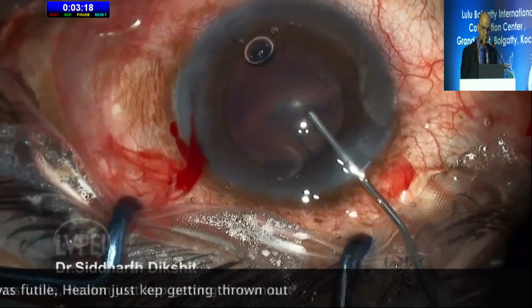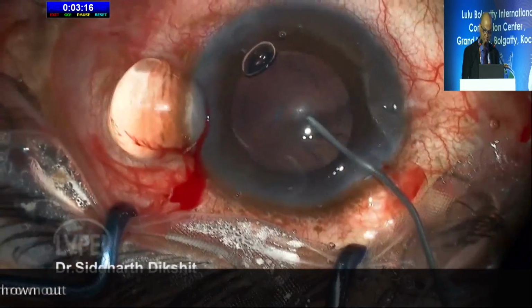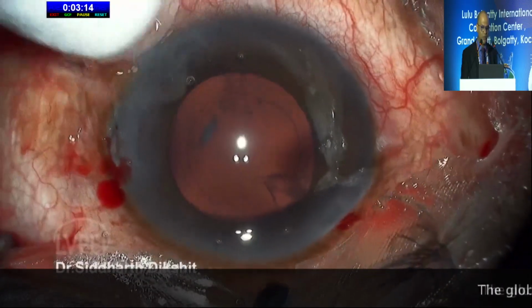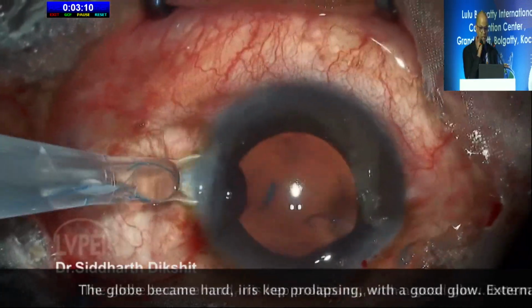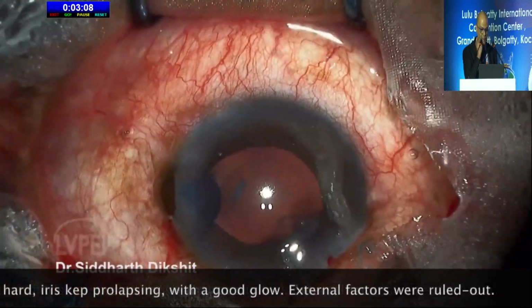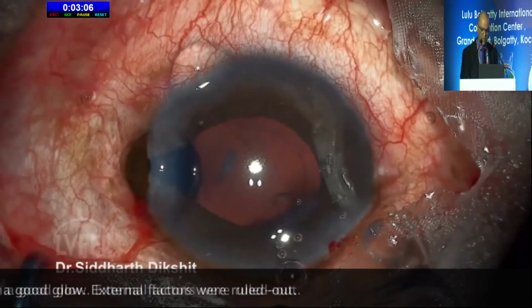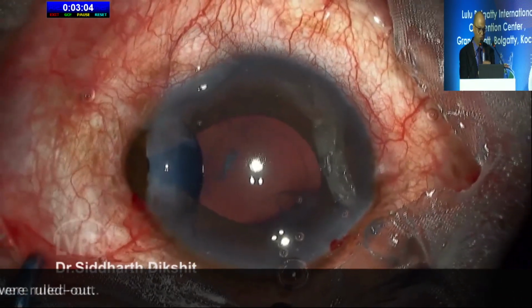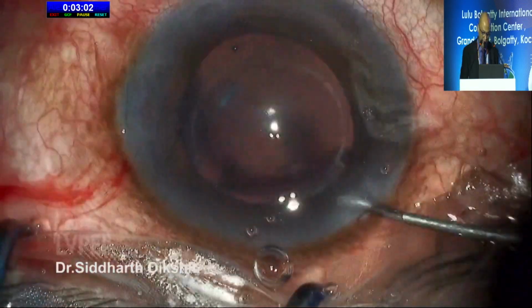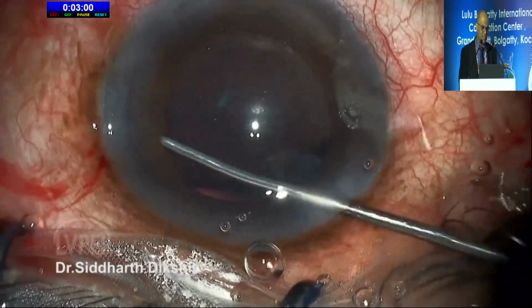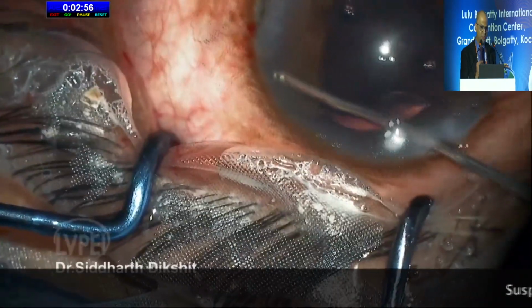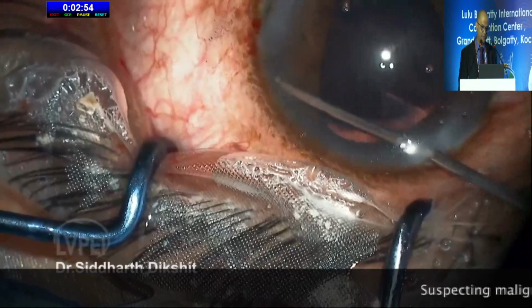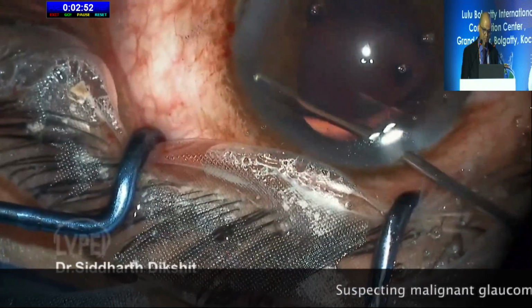After speaking to the patient, ruling out the external factors, and looking at the good fundus glow with a hard globe, a diagnosis of acute intraoperative misdirection was made. And we could not proceed even with intraocular lens placement, which I thought might just push the PC back. At this stage, I proceeded with what is considered the gold standard treatment for chronic misdirection, IZHV.